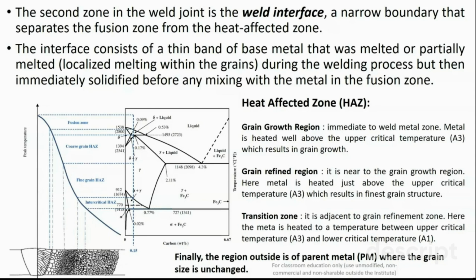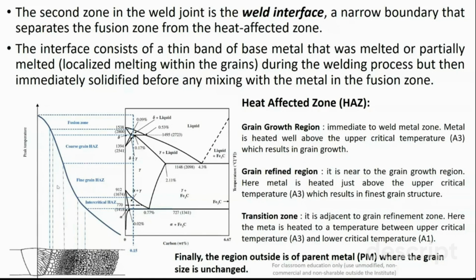This heat affected zone is further divided into three zones. The first zone is the coarse grain heat affected zone, the second zone is the fine grain heat affected zone, and the third region is the intercritical or transition zone. The first region is very close to the weld metal zone.